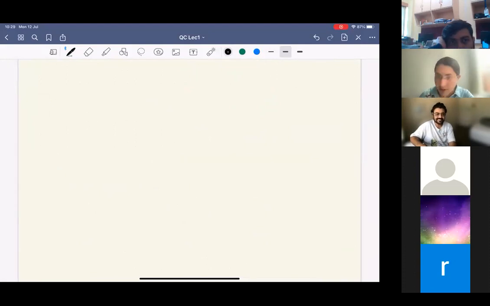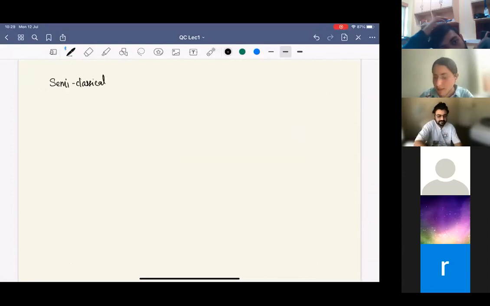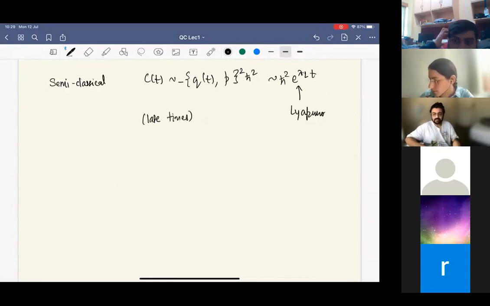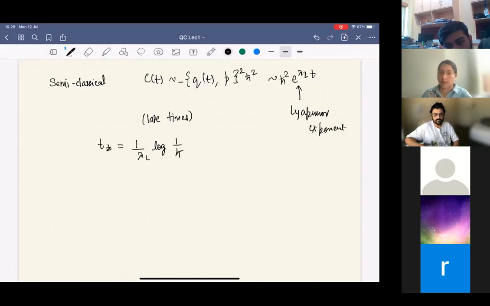Just a quick recap because some people might have lost track because of the questions. Semi-classically, this is the diagnostic of chaos, which grows exponentially with the Lyapunov exponent at late times. And for this system, the scrambling time, which I defined as the time when this quantity C(t) becomes order 1. So this is the scrambling time.